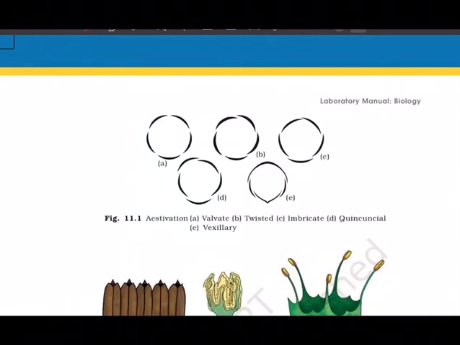Now, estivation. Just now we said these diagrams are to be parallel, side by side, the theory part and the diagram. Like valvate, you can see the margins may be touching or not. Twisted, you can see the overlapping of one petal or sepal. Imbricate, you can see a 2 plus 2 plus 1 arrangement. And quincuncial, again a variety of ways, this one is free but others are overlapping. And vexillary, 1 plus 2 plus 2, one big one and two small ones, another two small ones, but they are fused here like this.